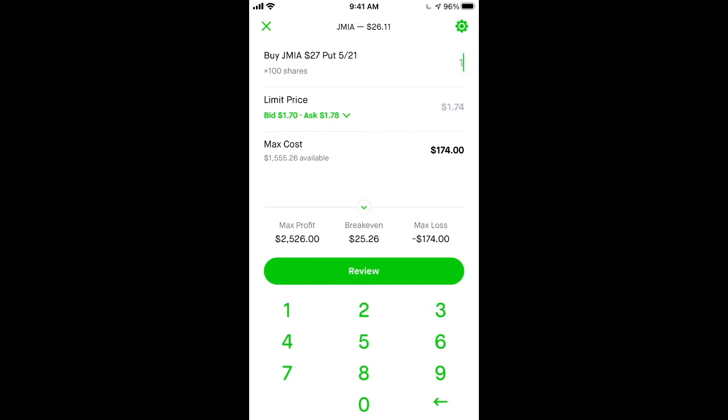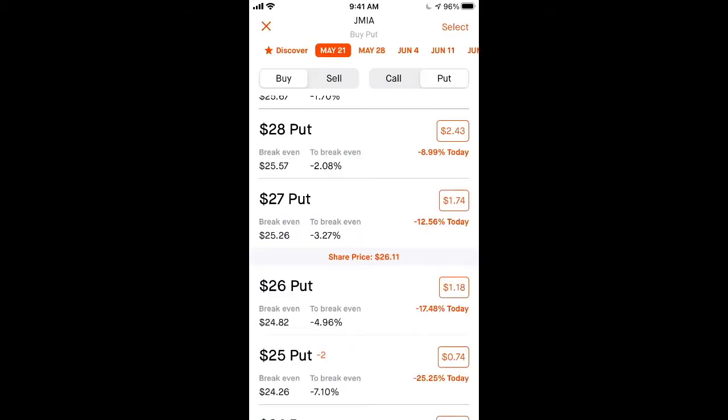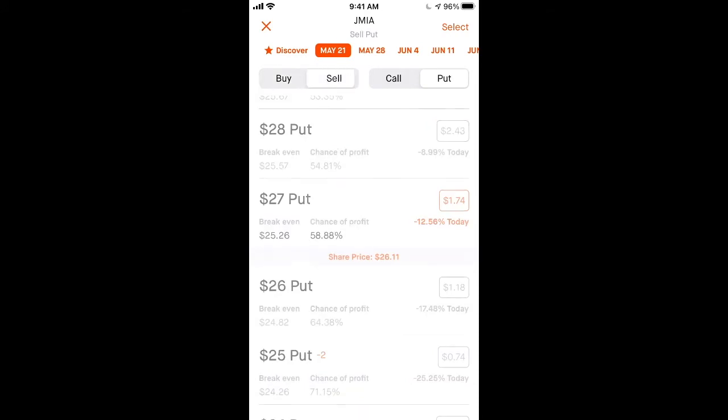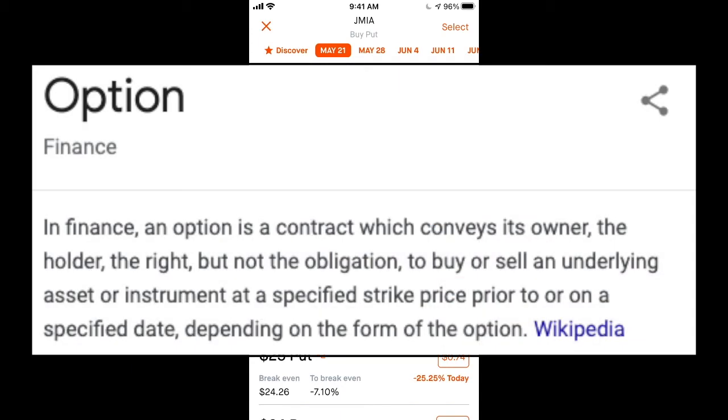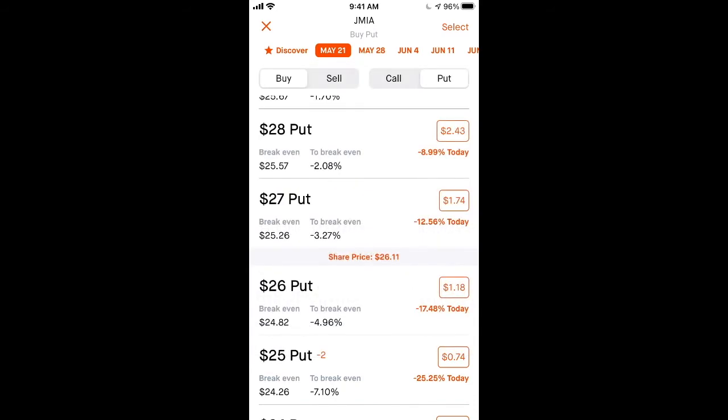It's going to cost you $174 to take control of Jumia shares. Now, because we're doing buy options at the very top right here, what that means, like I said earlier on, is you have the right to buy the stock, but you don't have the obligation to buy it. You don't have the obligation.